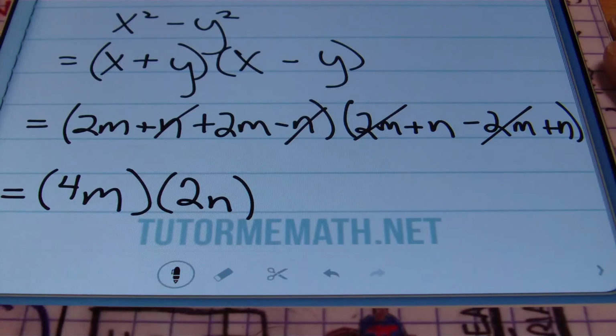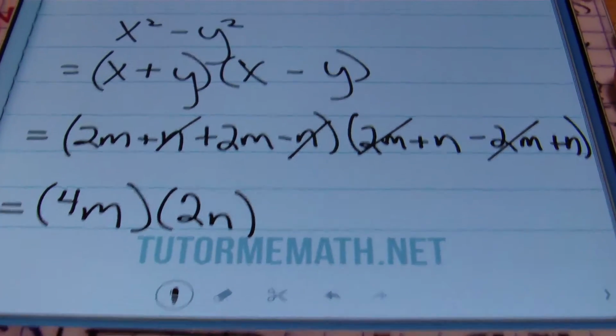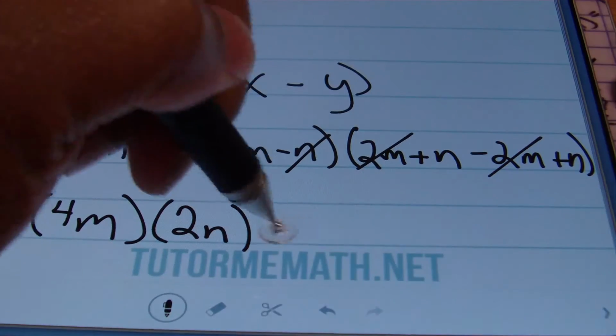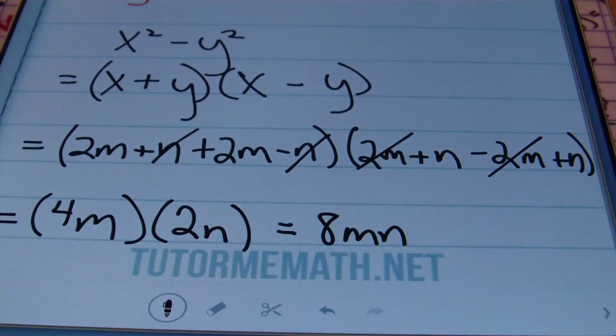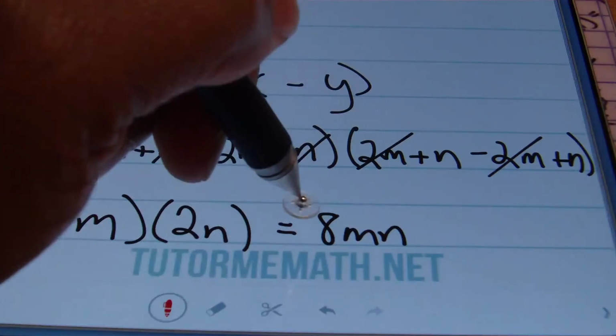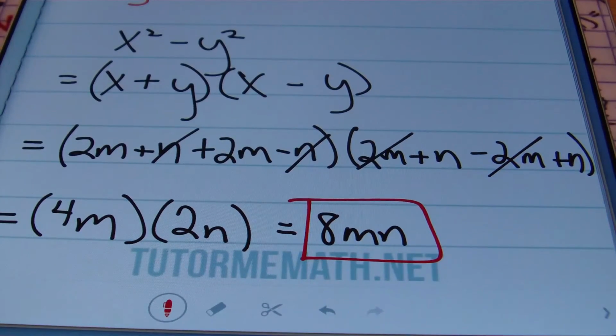All right, nice. Well, this is still not my answer because I can multiply this together. So let's go ahead and multiply that together. We'll have a result of 8mn, and that's the answer. Done. Box it. All right, that's problem number 5. Moving on to the next problem.